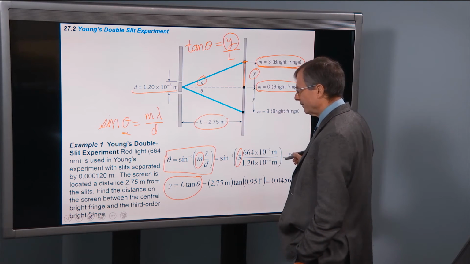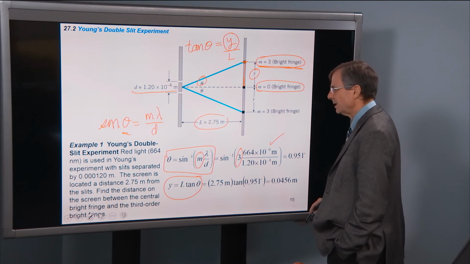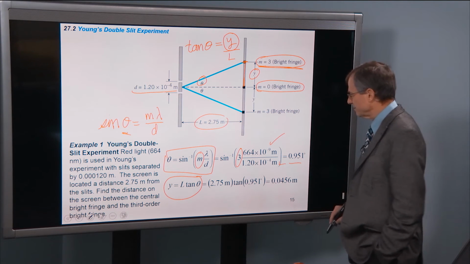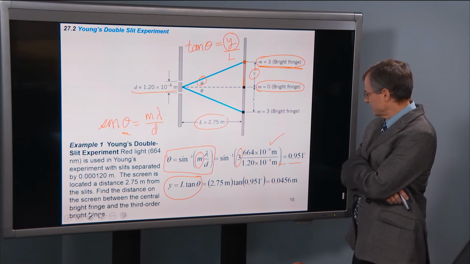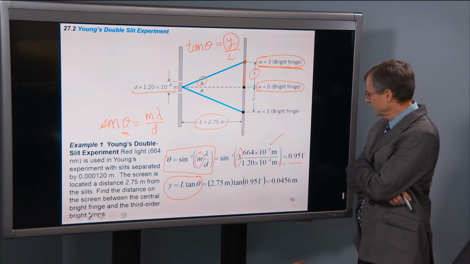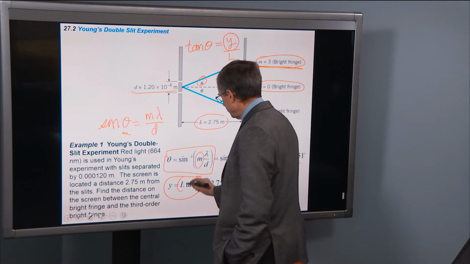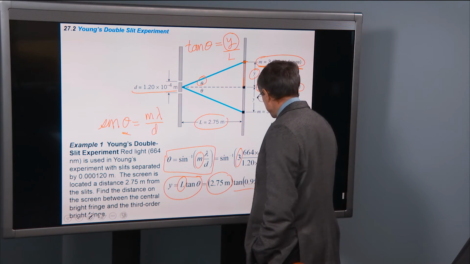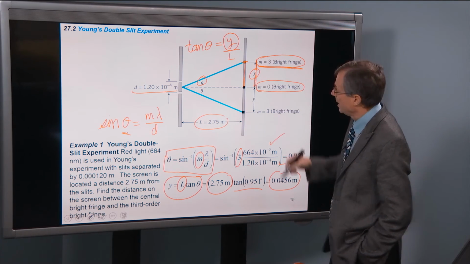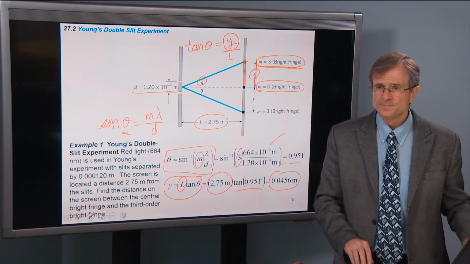Then the wavelength we're given is 664 nanometers. That's 664 times 10 to the minus 9 meters. And then we're given the slit separation, which is 1.2 times 10 to the minus 4. So that gives an angle of 0.951 degrees. Once we have that angle, we can go back to this equation that we derived, plug in L, 2.75 meters, tangent of that angle, and that gives the actual distance, y, from here to here, to that image on the screen for the third bright fringe.